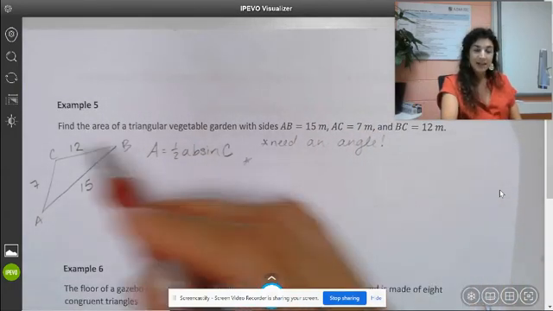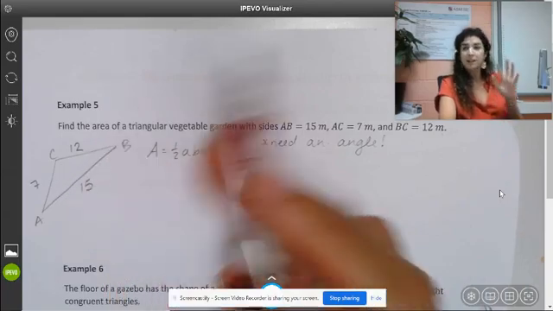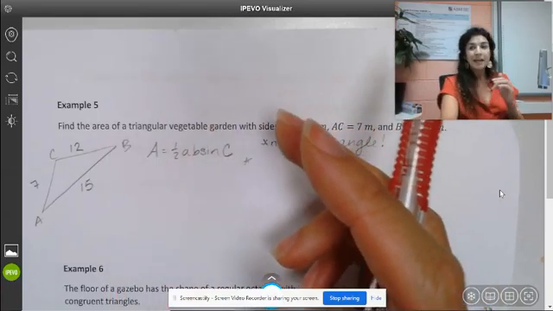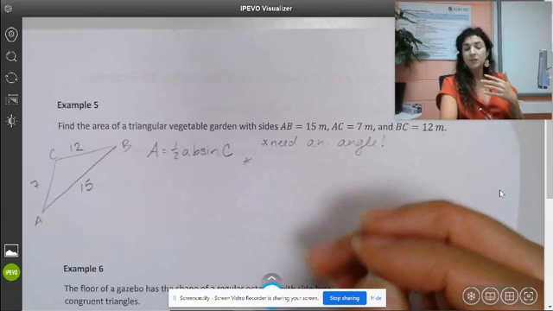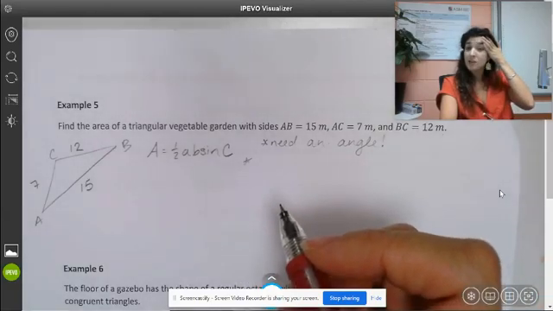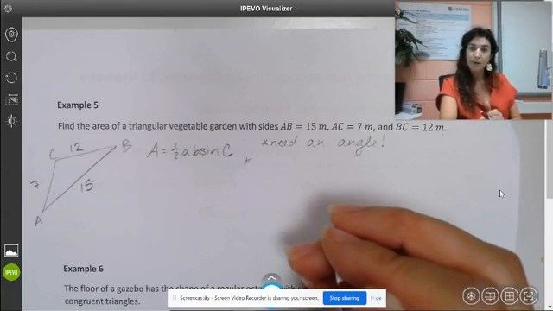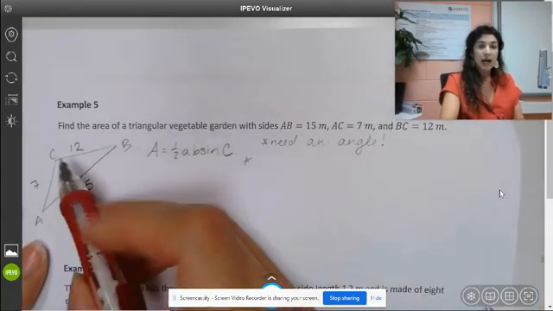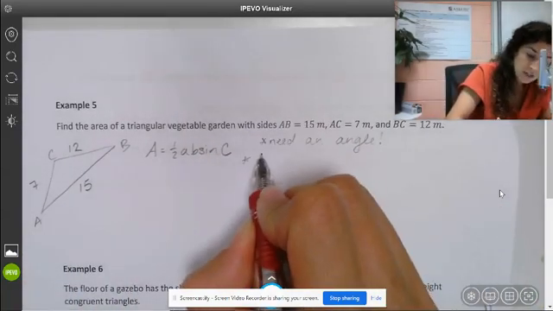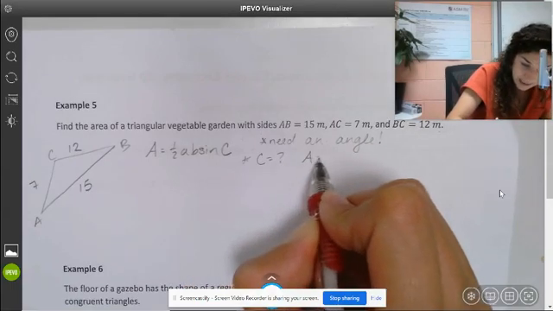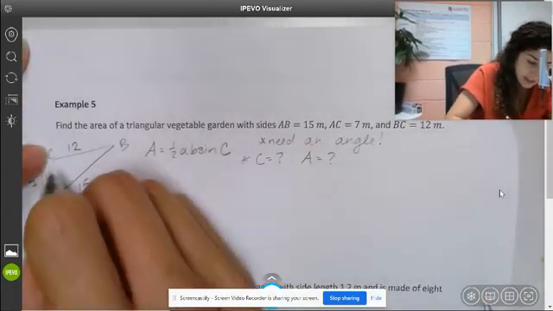Hopefully you said law of cosines, because remember, if we use law of sines, it's a potential we could get multiple answers. It's also because we have all of the side lengths. So law of cosines is a good one to go to if you're trying to solve for the angle. So I'm going to solve for C. So first I need to solve for C, and then I can solve for the area.